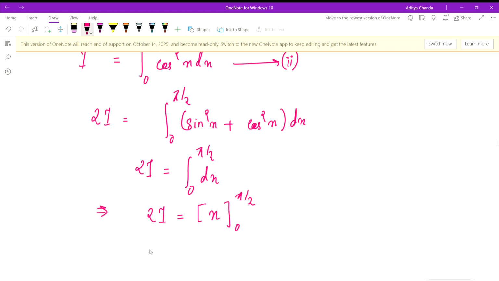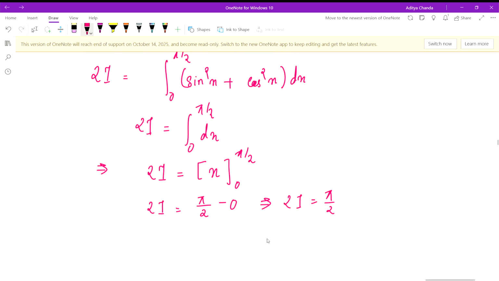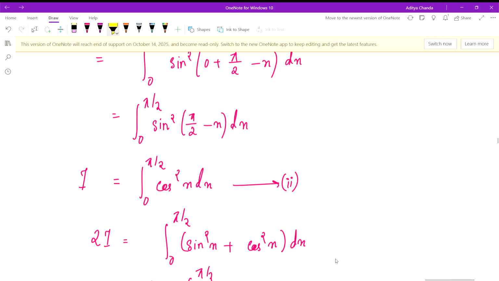Now once you integrate this, you get 2I is equal to pi by 2 minus 0. That gives me 2I is equal to pi by 2, which finally gives you I is equal to pi by 4. So through King's Rule, we could easily calculate the answer of this integral as pi by 4.